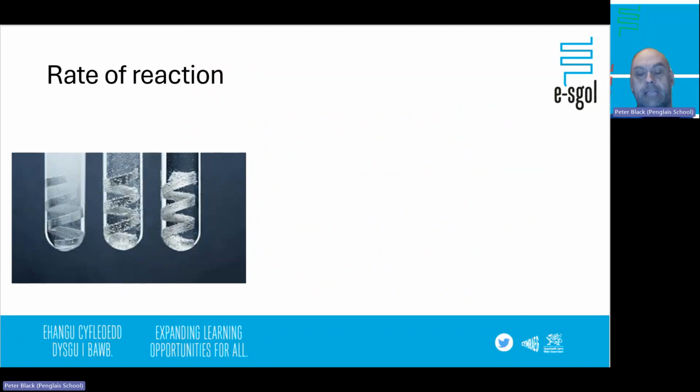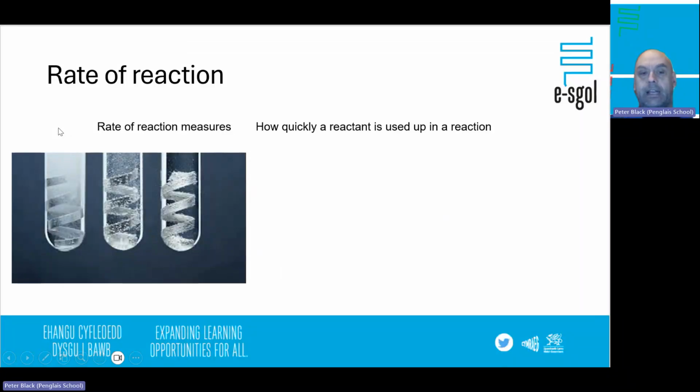So we're going to break the unit down into a series of pieces. The first piece I'm going to look at is what is rate of reaction. Rate of reaction is literally how fast a reaction occurs, and specifically we're looking at how quickly a reactant gets used up in a reaction, or how quickly a product gets formed. Both are good. Typically at GCSE we're going to be looking at how quickly a product gets formed.